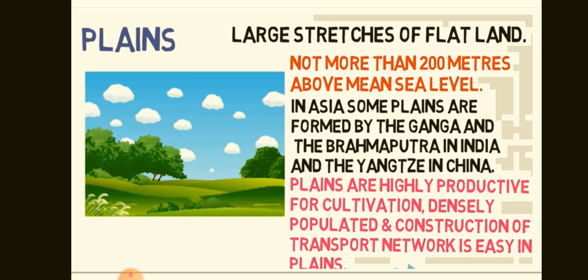There is great concentration of people as more flat land is available for building houses as well as for cultivation. Because of fertile soils, the land is highly productive for cultivation. In India too, the Indo-Gangetic plains are the most densely populated regions of the country.